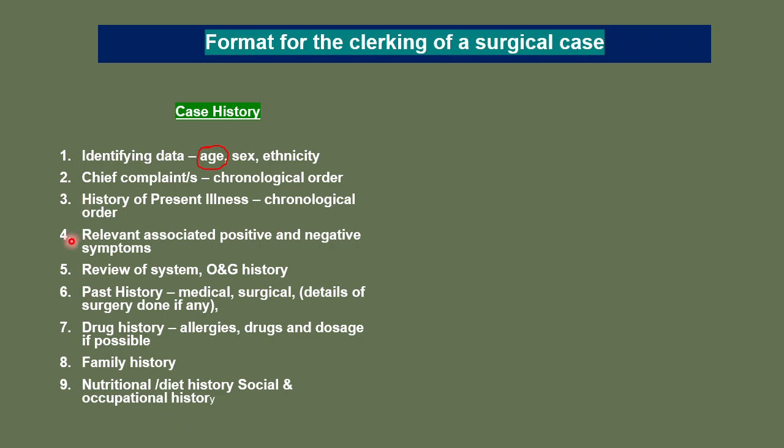Then you have to look into the relevant associated positive and negative symptoms. A review of the systems: get a few symptoms from each system to see whether it is normal or abnormal. Obstetric and gynaecological history, especially in women at risk.